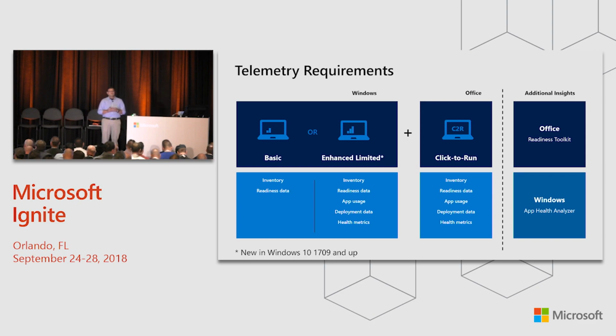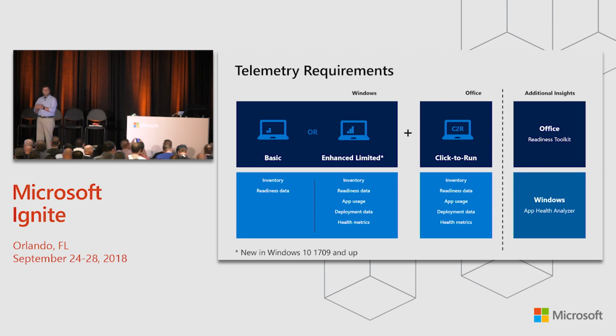Okay? So here's a quick overview of what's available at what level, depending on what is the compliance comfort in your organization. If you have your machines at basic level, what you're going to get is the inventory and readiness data. If you choose to go turn on Enhanced Limited, then you're going to get app usage, richer deployment status information, as well as the health information. Okay? So that's what you're going to get on the Windows side.